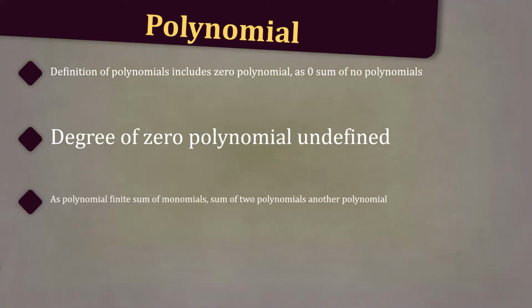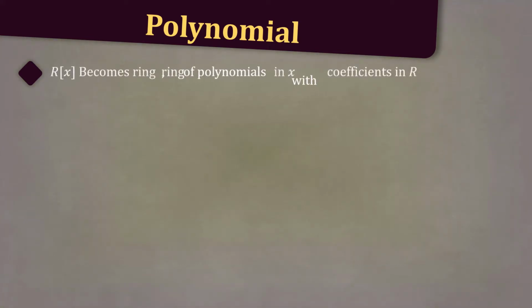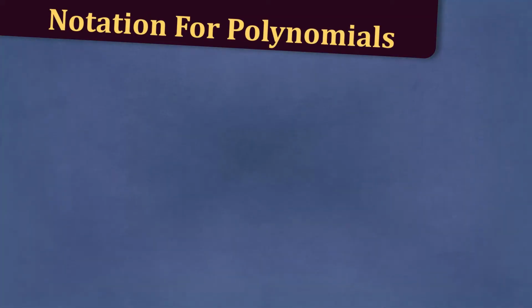As a polynomial is a finite sum of monomials, the sum of two polynomials is another polynomial. We can use distributivity together with a multiplication rule for monomials to define multiplication for polynomials. In this way, R[x] becomes a ring, the ring of polynomials in x with coefficients in R. Then, let's talk about notation for polynomials.